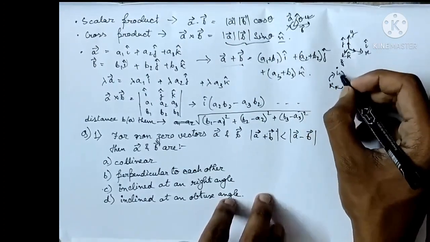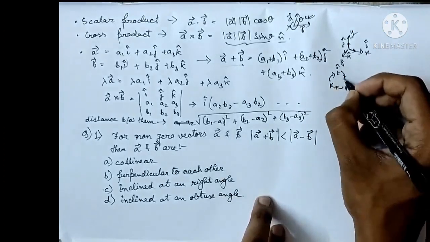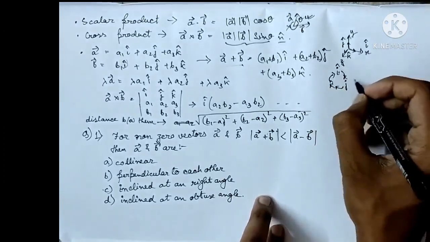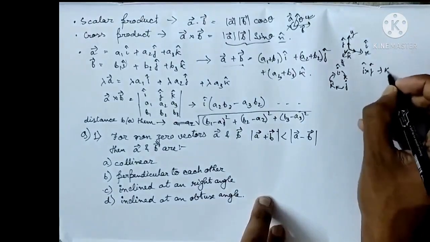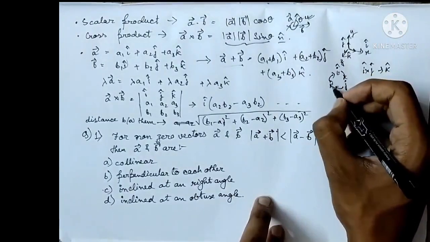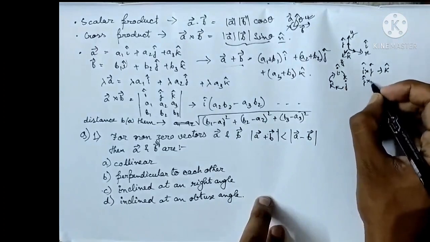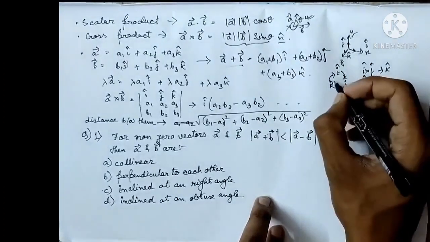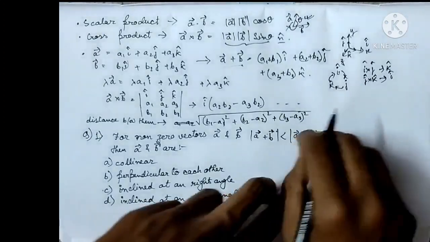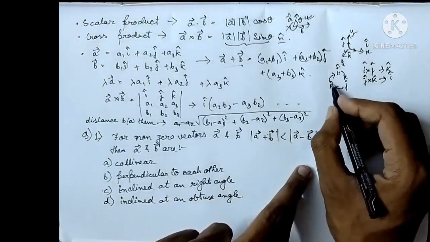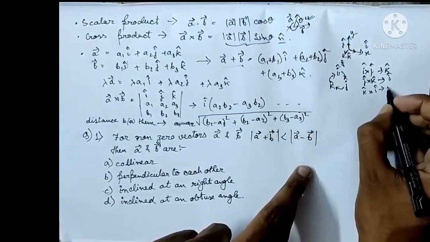Now if you multiply i cap into j cap, it will give us k cap. This one into this one is equal to this one. Similarly, j vector into k vector gives us i vector. Now we are left with k vector into i vector, which gives us j vector.